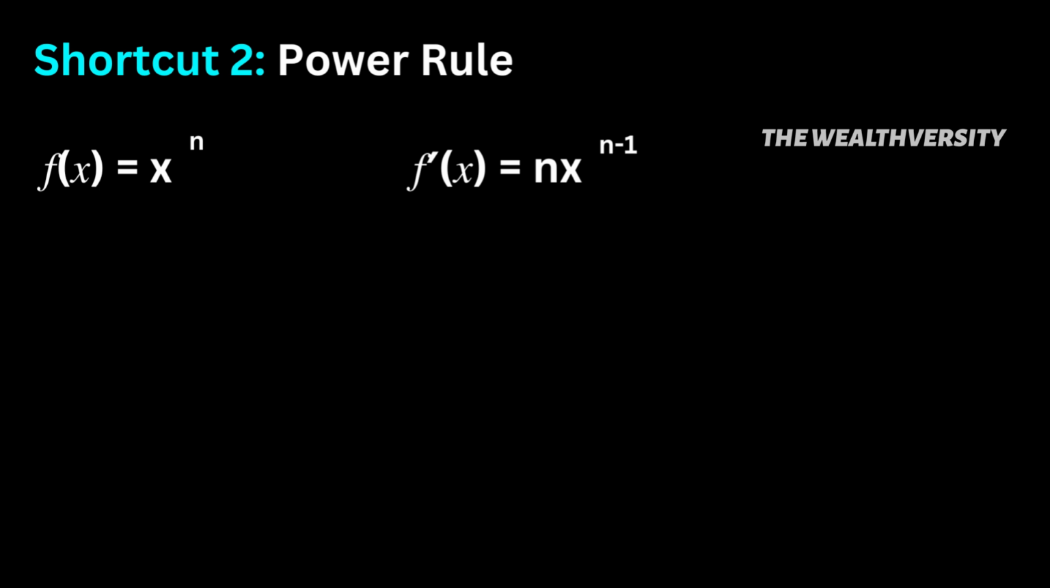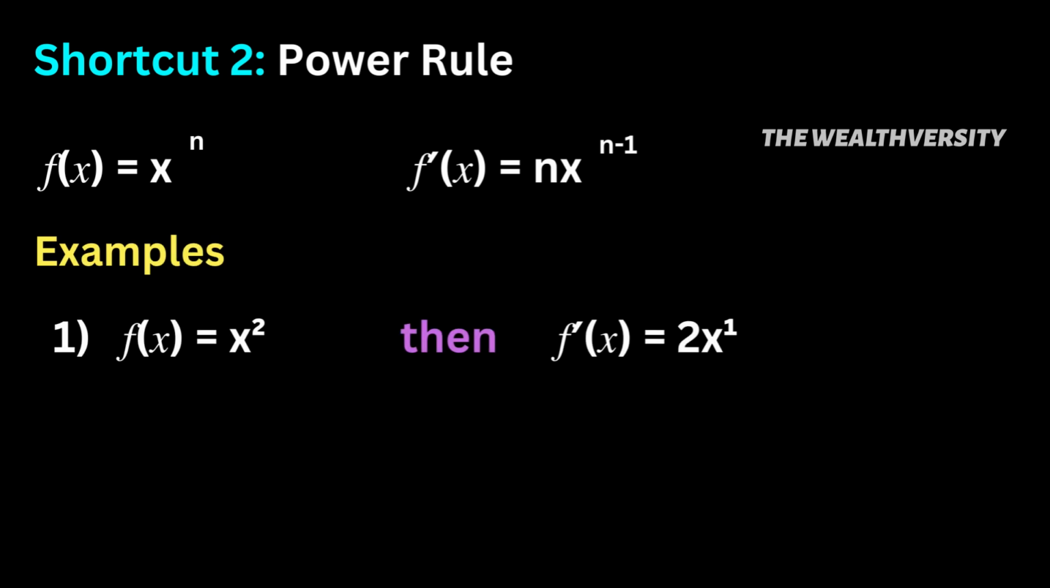The second shortcut is called the power rule. The power rule states that if f of x is equal to x to the power of n, then f prime of x is equal to n times x to the power of n minus 1. Let's look at the first example. F of x is equal to x squared. 2 is the n, so we move the 2 down beside the x, and we subtract 1 from the exponent. The derivative of x squared is 2x.